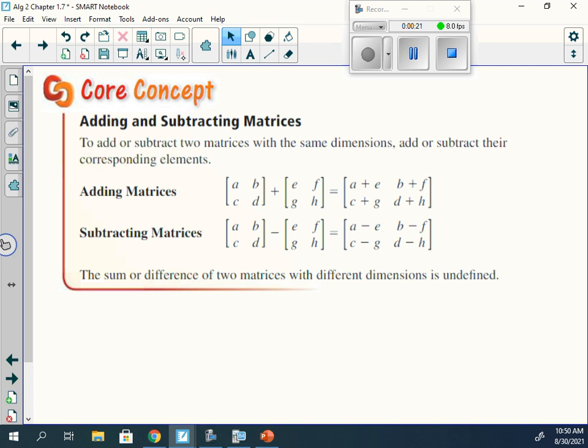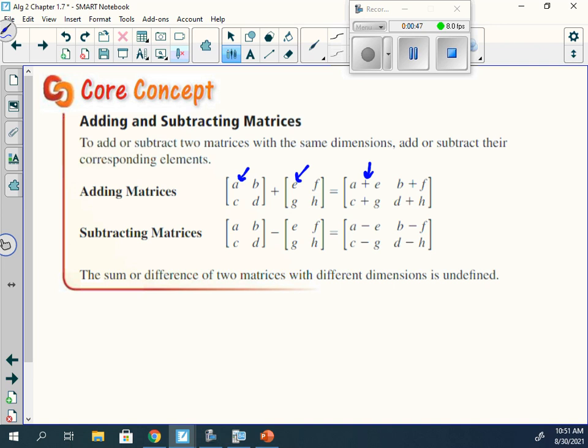You don't have to write this down, because once we explain through it, it's going to make a whole lot of sense. So, like elements. Here, if we look at adding these two matrices in this example, A is in the top left, and E is in the top left, so I'm going to do A plus E. B is in the top right, F is in the top right, so I'm going to do B plus F.